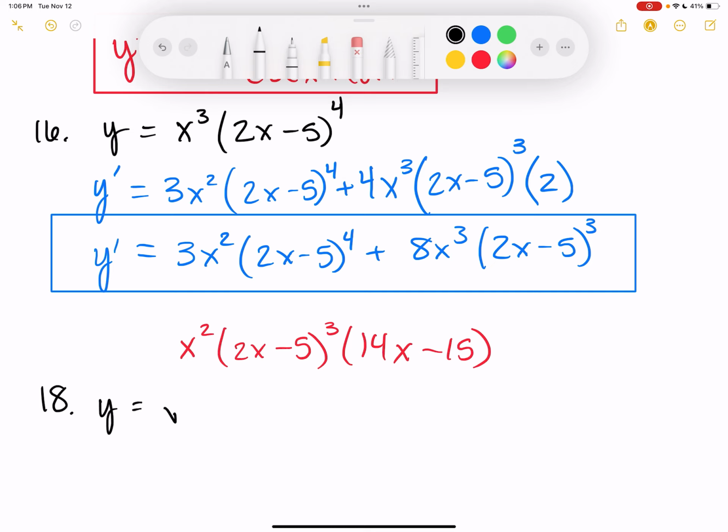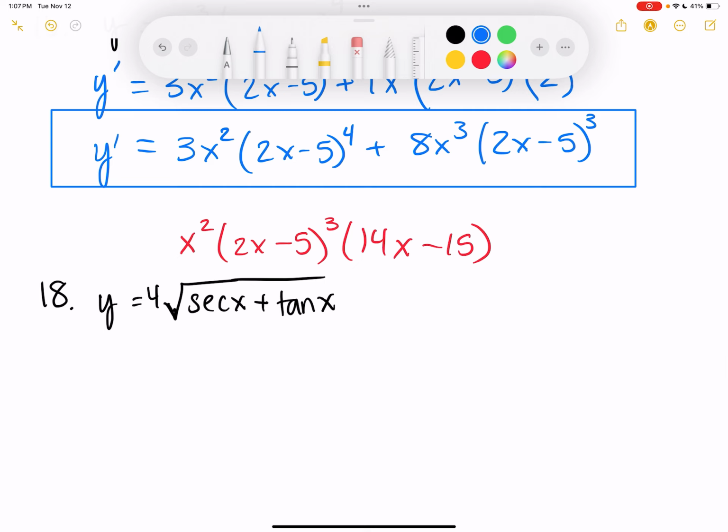Y equals 4 times the square root of secant of x plus tangent of x. So this one's a little different than the other chain rules we've had. What's different about this one? It's the thing to the 1/2. Okay, it's a radical, so it's raised to the 1/2. I will pretty much always rewrite radicals as something to the 1/2 to not get confused. So 4 times secant of x plus tangent of x to the 1/2.